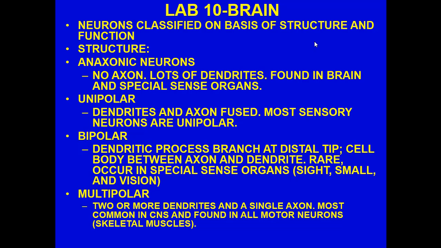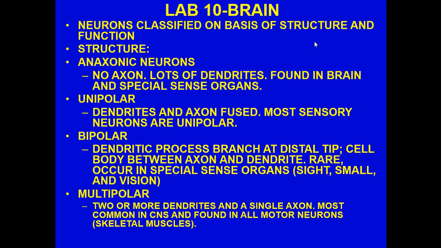Bipolar: the dendritic processes branch at the distal tip. The cell body is between the axon and the dendrite. This is kind of a rare situation. Now, by the way, I want to give you just one hint here. Never get bipolar neurons confused with bipolar, the mental disorder. Okay, no pun is intended. It's just that sometimes students can do that, and I want to avoid that. You will see these special bipolar neurons in the organs that deal with sight and smell.